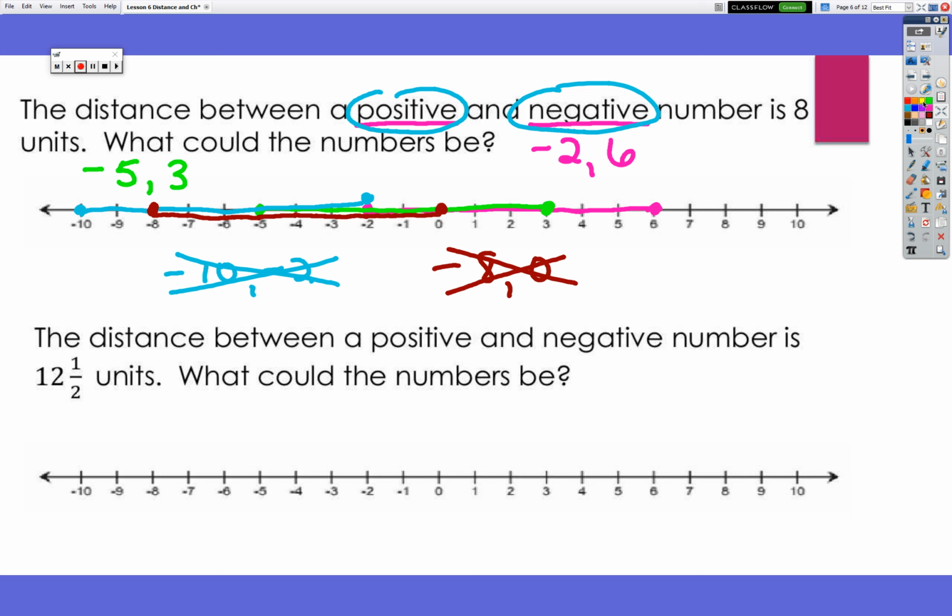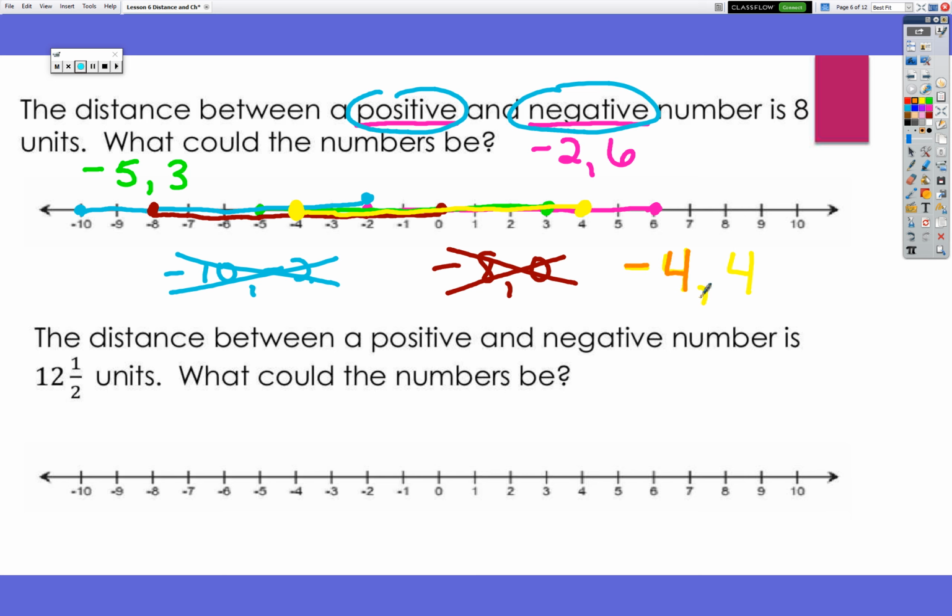Okay, let's try one more. I'll use yellow this time. This time I'm going to start at -4. I can pick any number to start at, so long as when I count 8 units, I end up in the positive zone. So 1, 2, 3, 4, 5, 6, 7, 8. I end up at +4. So from -4 to +4 is also 8 units. Maybe I'll make that a little darker.